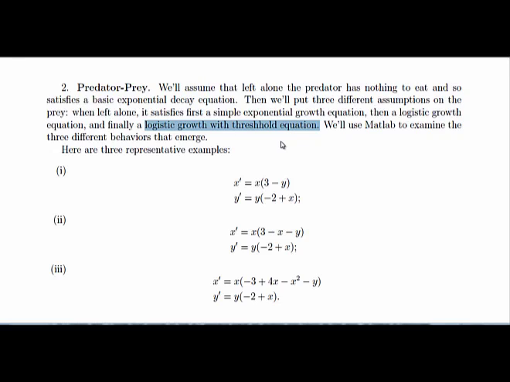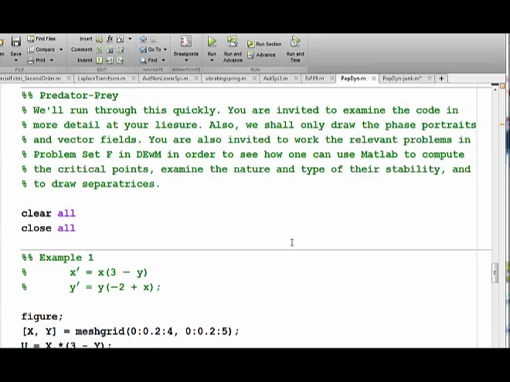I'm going to look at 3 representative examples, and here they are. In every instance, the predator equation, which is the second, is just minus 2 plus x. That is just the typical exponential decay. And then for the prey, either it is a simple exponential growth, or a growth with a logistic term, or in this last case, a growth with a logistic and a threshold term. Now we'll set MATLAB loose on these 3 examples, and we'll see what emerges. So as it says here, we'll run through this quickly. You're invited to examine the code in more detail at your leisure.